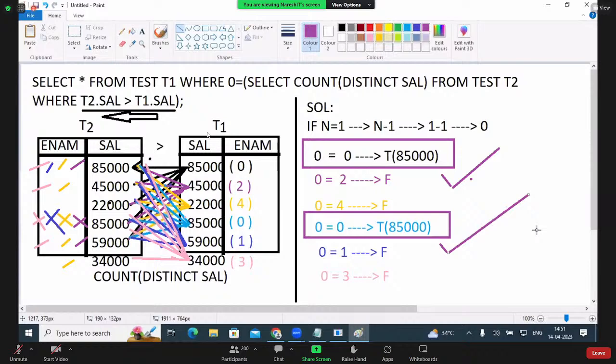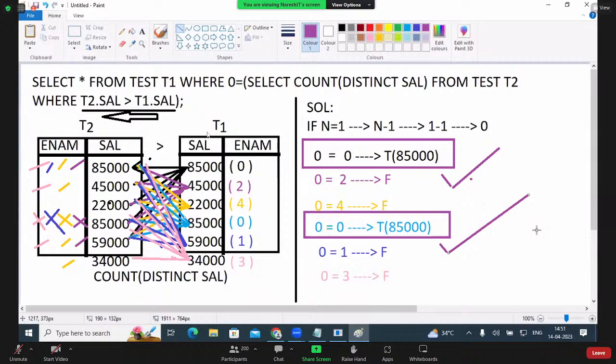Who is the first highest salary? 85,000. How many people like this? 2 people in my table. The 2 people will come to us. Understand? This is what we call the correlated mechanism. Okay?